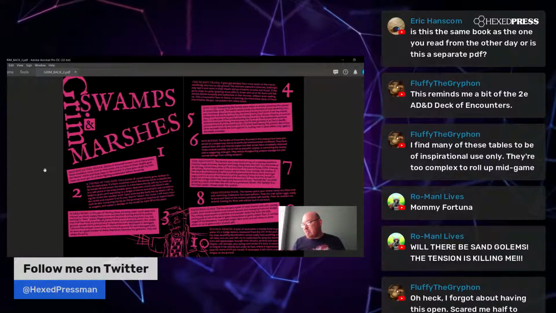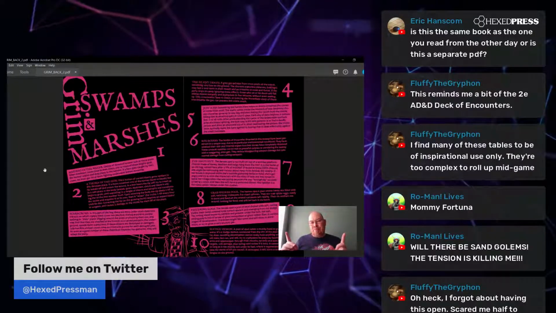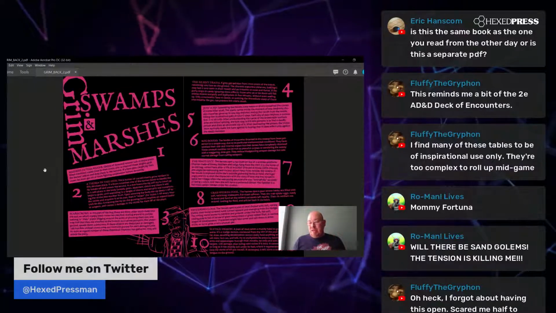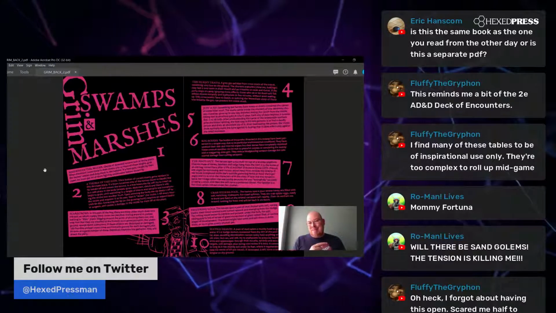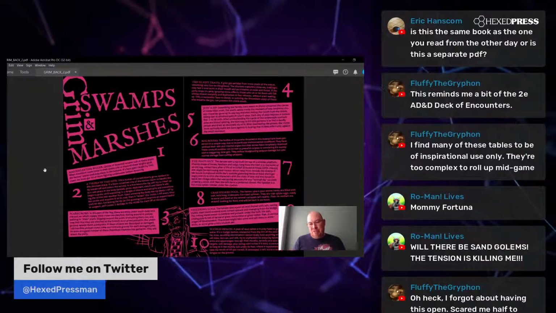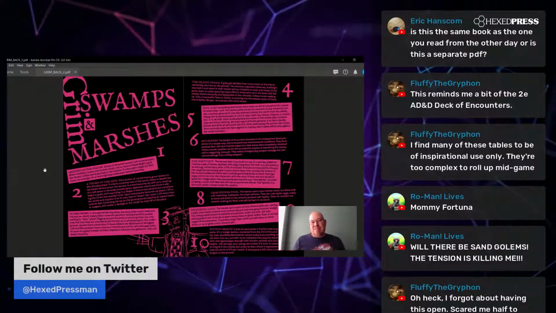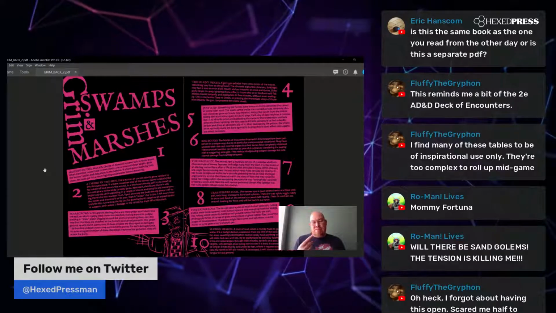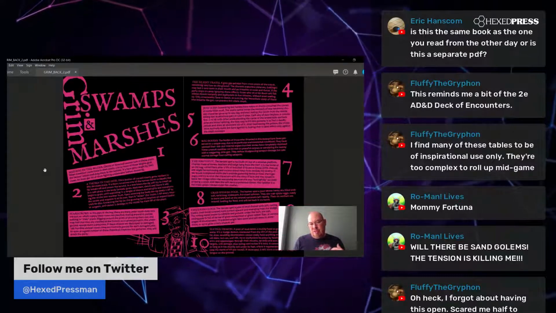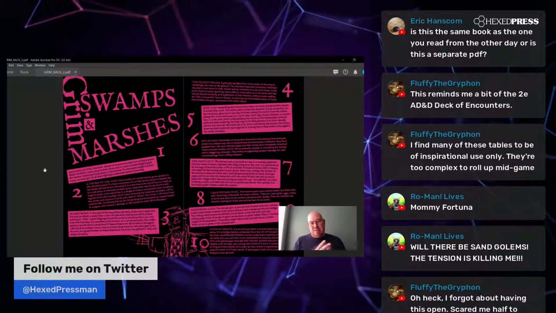Let's see. Eric Henscom says, is this the same book as the one you read the other day, or is this a separate PDF? So I'll just reset this for folks who may have come in late. It's one product, which is Lands of Legends Grim, on DriveThru, and again, I'm not sure if this is available in other spots. At least from DriveThru, the product actually consists of 2 PDFs. The first one was the areas, which I covered in the other stream, and this one is encounters.